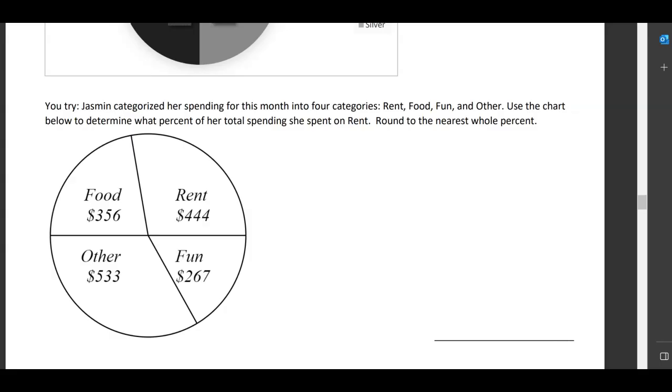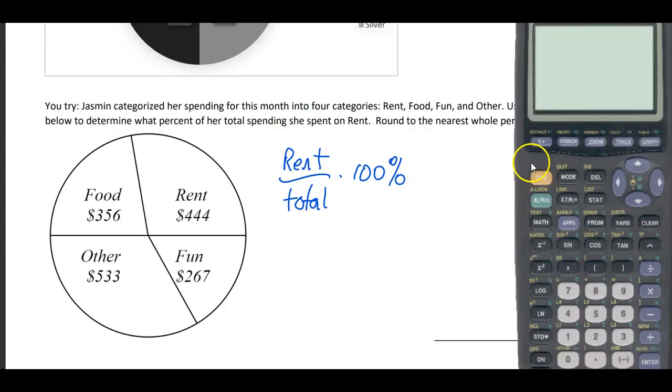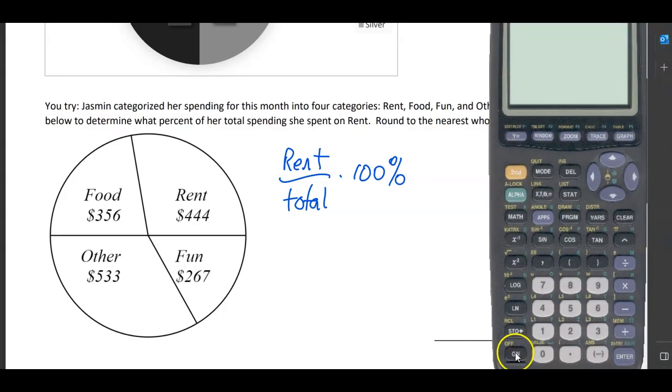All right, so here we have an example. Jasmine, her spending: rent, food, fun, and other. Use the chart below to determine what percent of her total spending she spent on rent. So the percent total is going to be how much on rent over how much total times 100%. That would be our basic thing that we have to work out. And we don't have how much total, but we can find it.